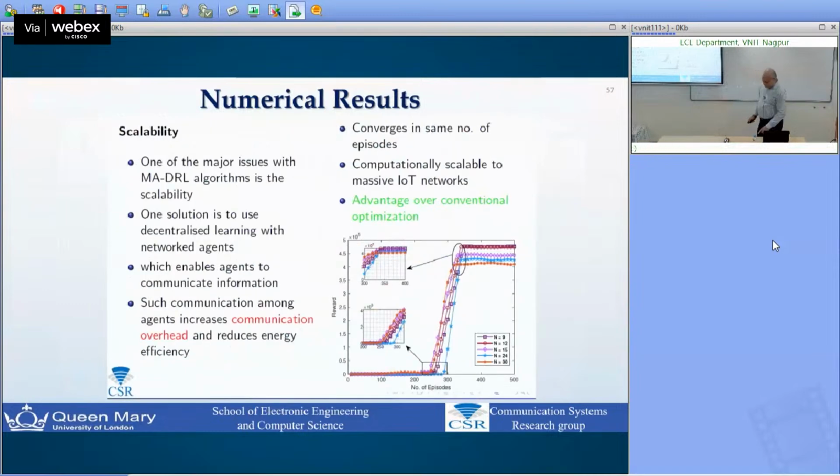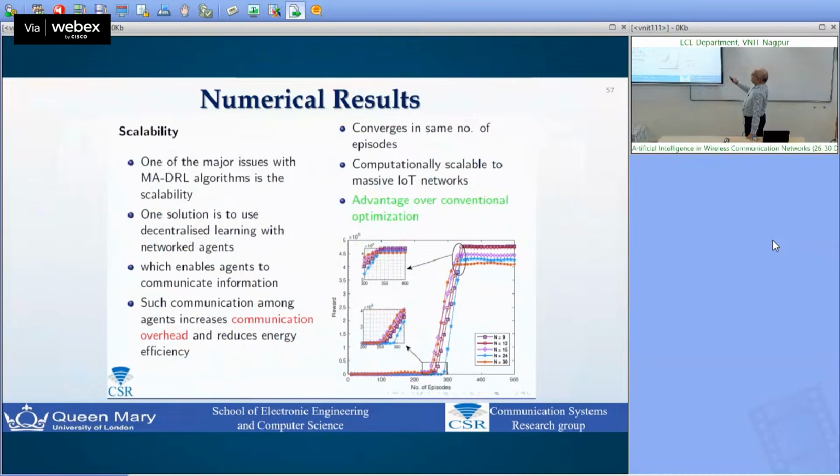Again, now we see scalability. Here we change the number of IoT devices from 9 to 30. When you have IoT devices from 9 to 30, in terms of convergence it is almost the same. Therefore, this scheme is computationally scalable.